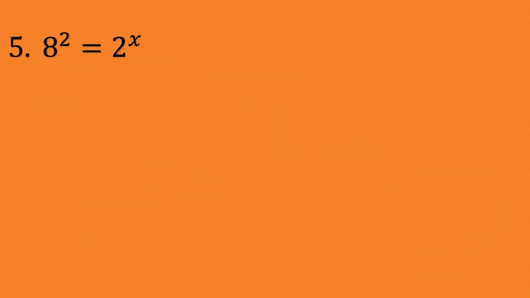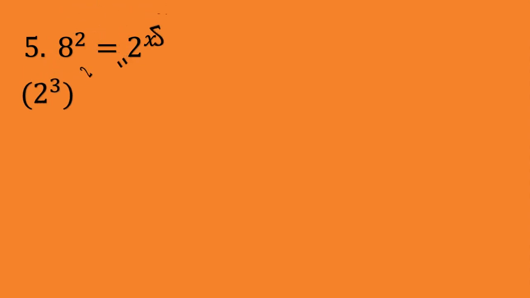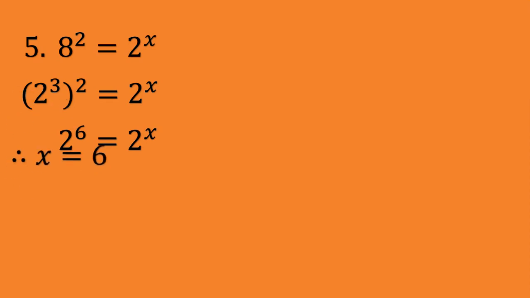In my next example, I've got 8 to the power 2 equal to 2 to the power x. In this case, we need to rewrite 8 so that we can have a 2. So 8 is 2 to the power 3, but we still have the 2 on the outside. Careful over here. That 8 is 2 to the power 3, but we do not remove this 2. We now have to just multiply according to exponential rules. The 3 with the 2 gives me a 6, and now we've got the bases the same, and hence we can say x must be equal to 6.